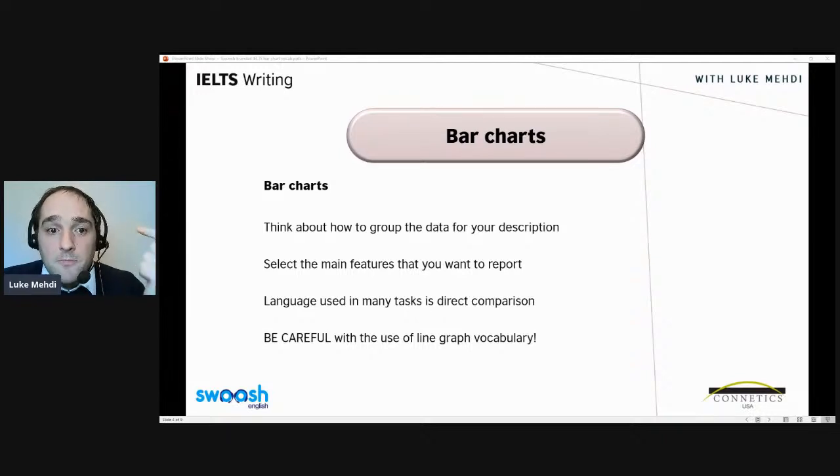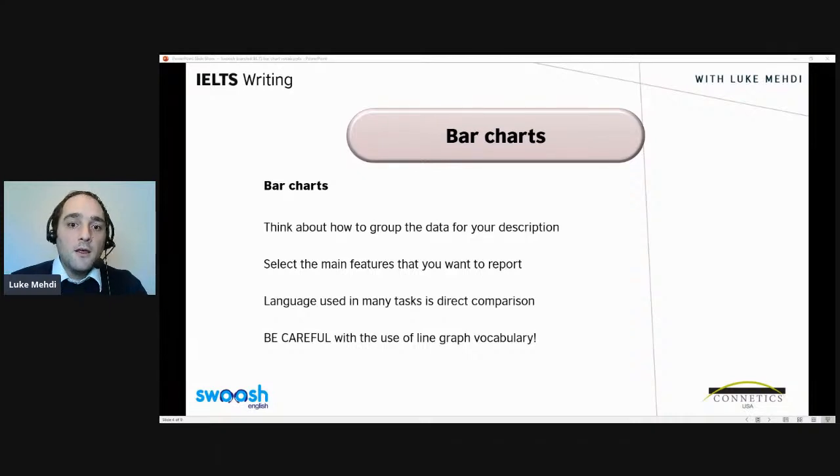Now, remember, you must also give numbers from the task as well. If you're not giving numbers, that will limit your task achievement, but we don't want to give all the numbers unless we have to. Think of how to group data together.